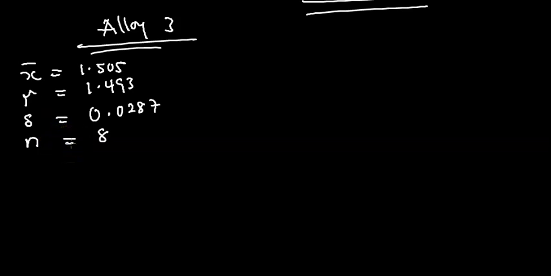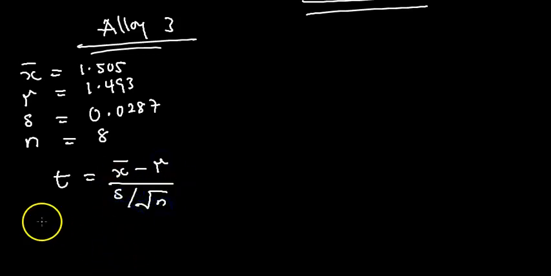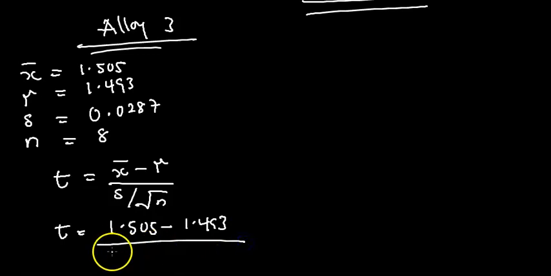In this case, we can bring back our formula and insert everything. We said our formula is simply t, which is t bar, the mean, minus mu, divided by S divided by the square root of n. At this point, we can insert our values into the equation. Our t is simply going to be 1.505 minus 1.493, divided by the standard deviation, which is 0.0287 divided by the square root of 8, and we said the square root of 8 is simply 2.828.